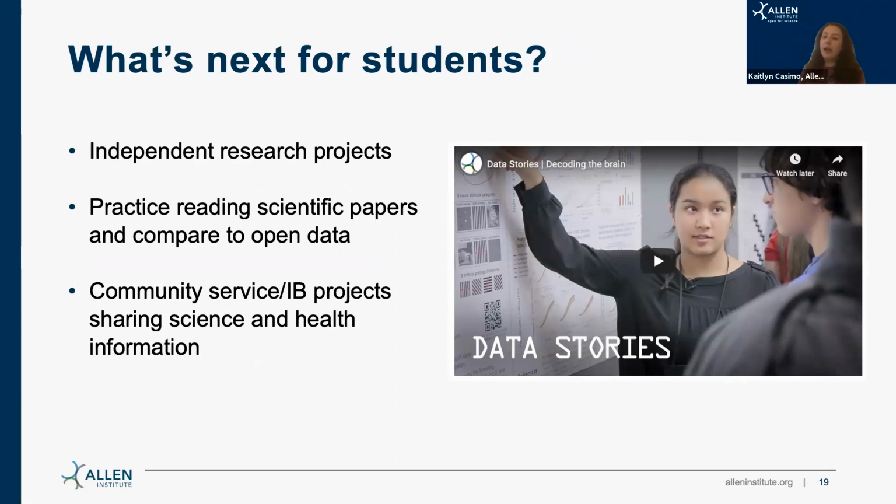Another approach is to practice reading scientific papers and comparing them to our data. On allencell.org, in the drop-down menu all the way over on the far right, one of the options is for a list of all of the Allen Cell publications, which use data that can be found on our site. For students who are completing non-research projects about sharing science and health information, such as IB projects, our data and findings can be used to support outreach efforts as well.